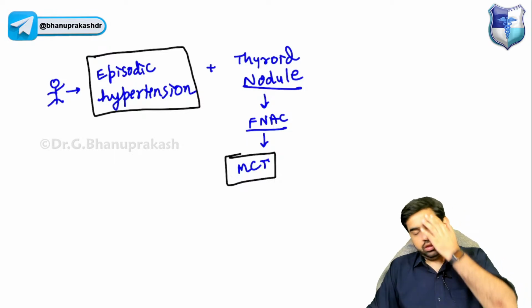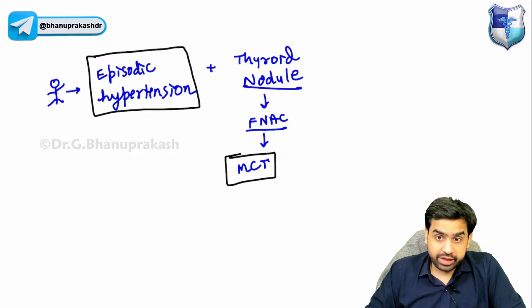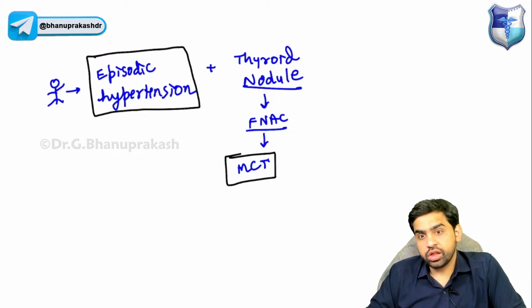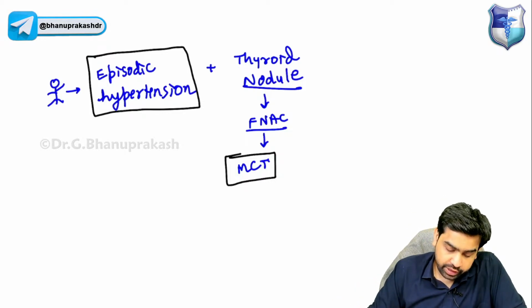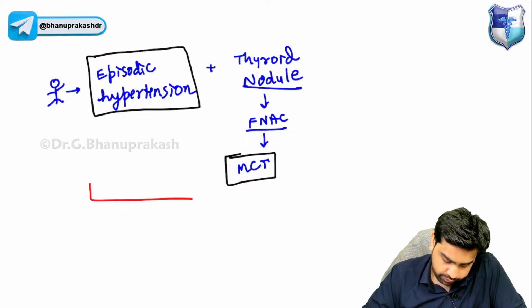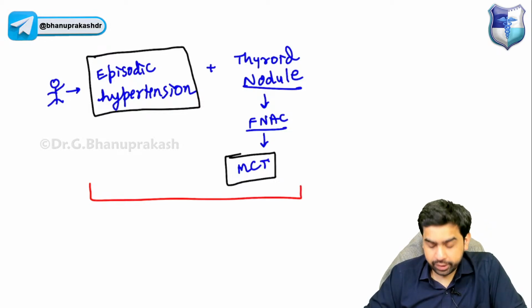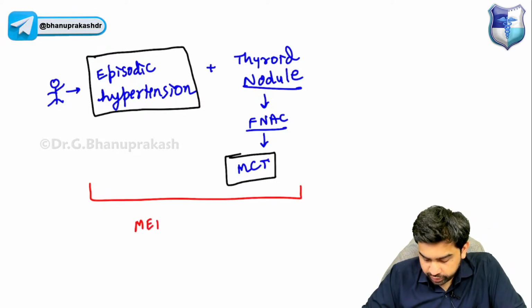Now, you might say that the patient is having a MEN2 syndrome, but how will you distinguish between MEN2A and MEN2B? So please try to understand over here. If they give you only episodic hypertension with the medullary carcinoma of thyroid, what are you dealing with? You are dealing with the MEN2A syndrome.